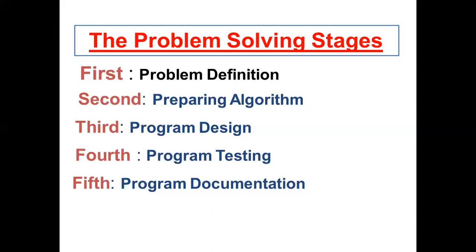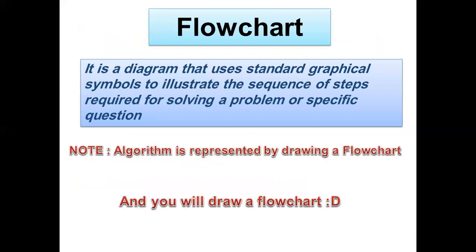Let's go to another step. The flowchart is a diagram that uses standard graphical symbols to illustrate the sequence of steps required for solving a problem or a specific question. So we have the plan, which is called the algorithm. The algorithm we represent by drawing the flowchart. Let's see how we can do it to be more clear and understand more about the flowchart.